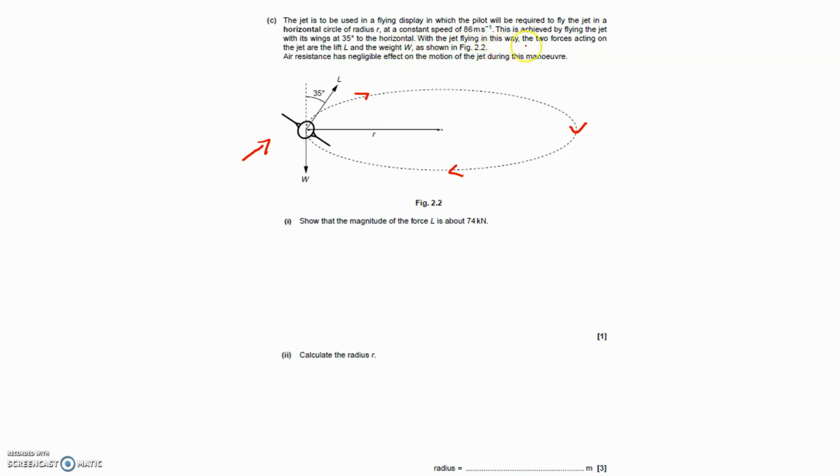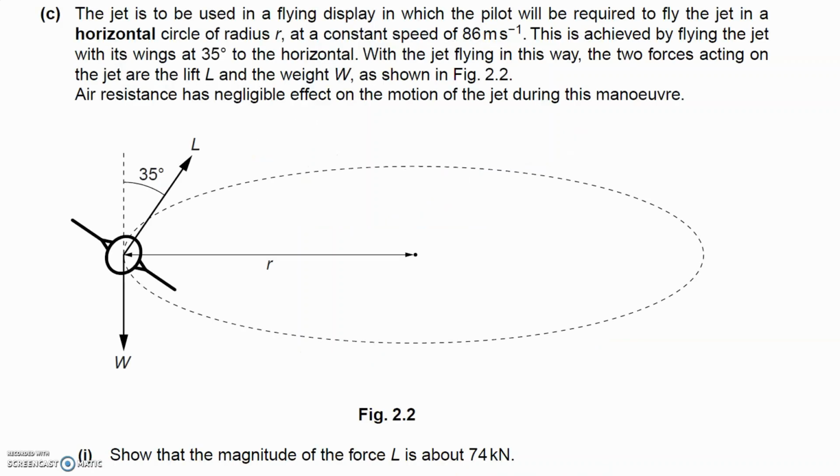With the jet flying in this way, the two forces acting on the jet are the lift L and the weight W. Both of those are shown in the diagram, and we can ignore air resistance for this particular question. So the first part is: show that the magnitude of the force L is about 74 kilonewtons.